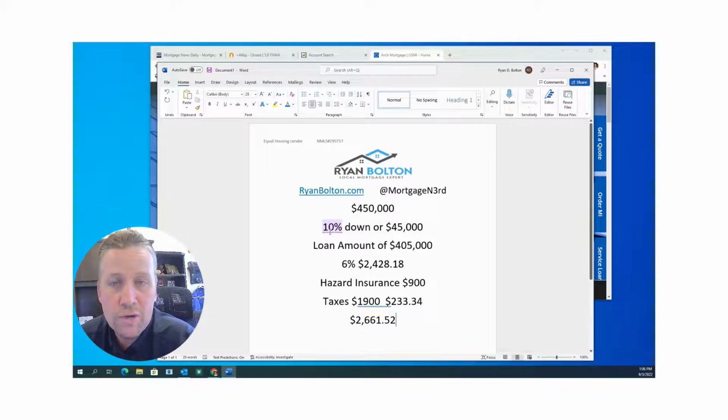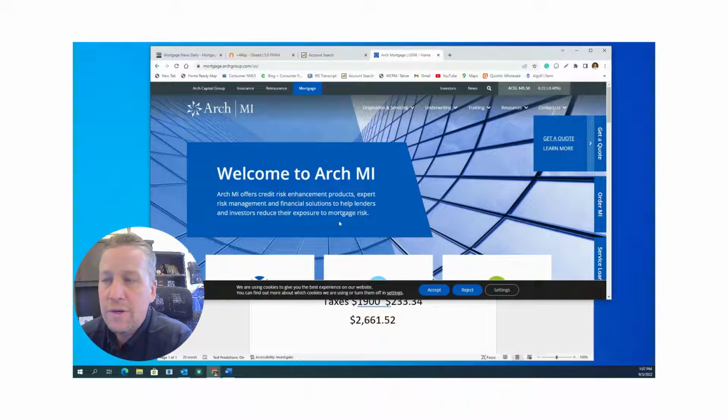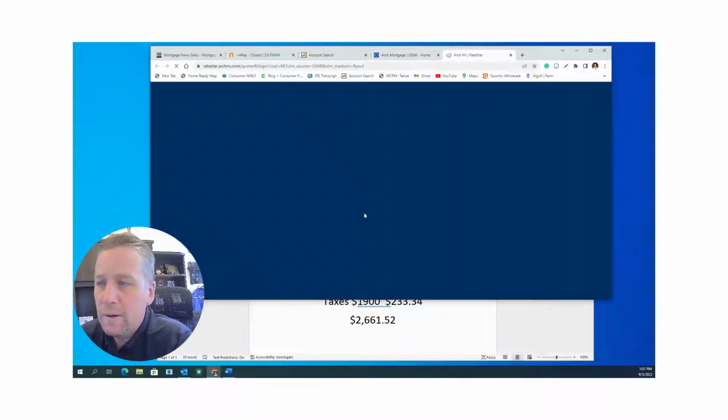monthly mortgage insurance, or you can pay a one-time fee to buy it out. Let me show you how that works. Many people don't realize this is an option. So here's one of our mortgage insurance providers. We have a lot of them that we work with. I just really like ARC. They're one of the better ones out there. So I go up here and get a quote.